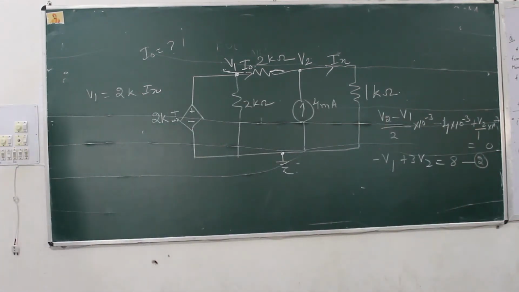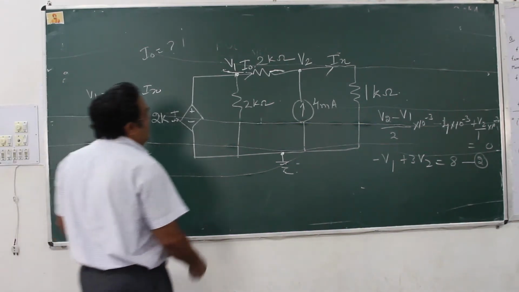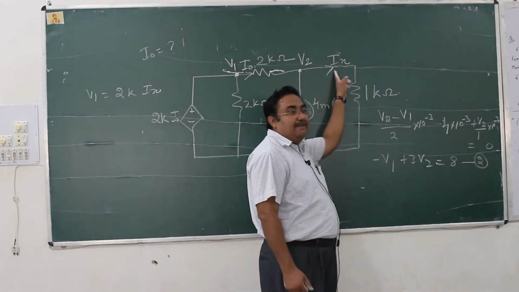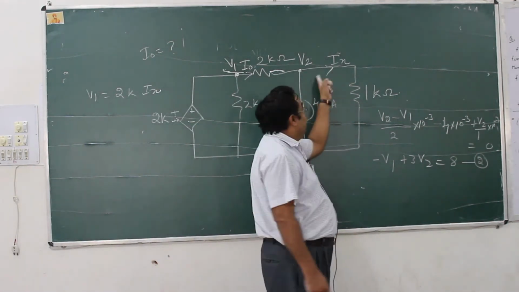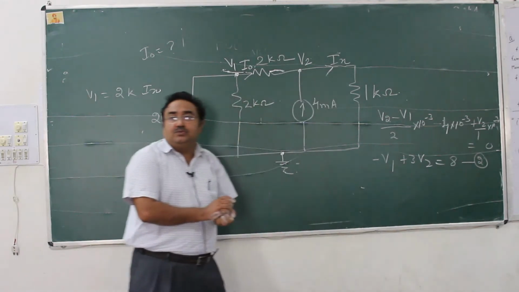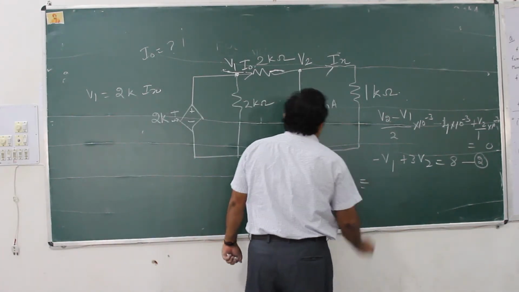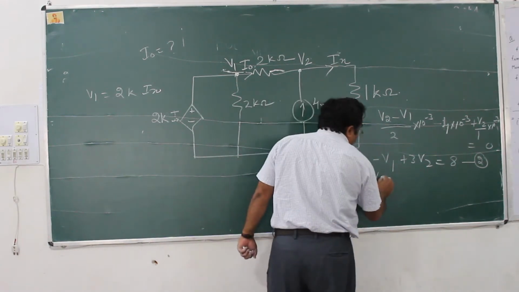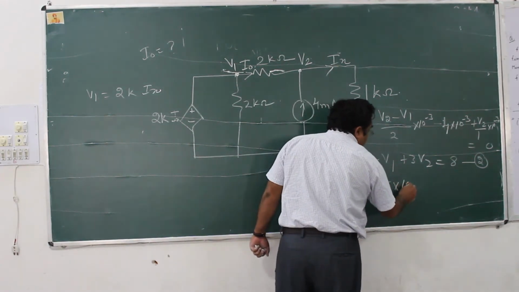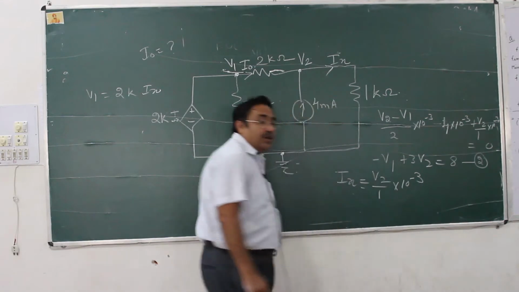Now, we have two equations but 3 unknowns. Who is creating the problem? Ix. So what is Ix? This is the dependent current. And what is Ix in terms of V2? What is Ix? V2 upon 1 into 10 raised to power minus 3. Do you agree or not?